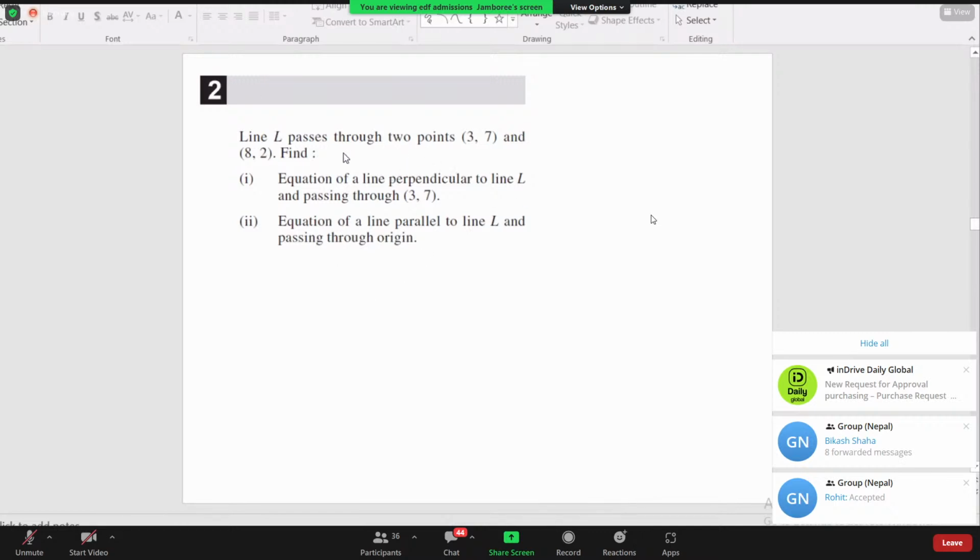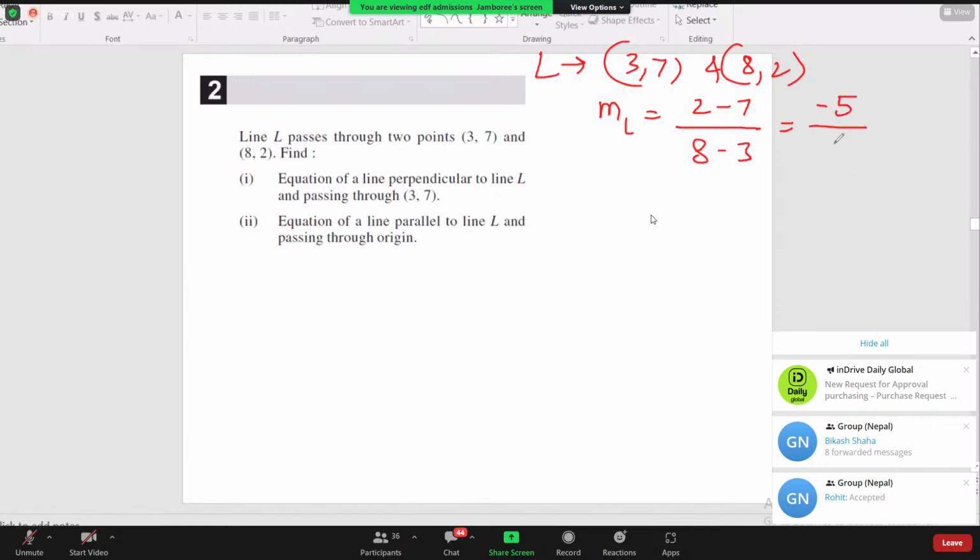Okay. Now the question says the line L passes through the points 3, 7 and 8, 2. We need to find out the equation of the line perpendicular to L and passing through 3, 7. So first of all, let us find out the slope of the line L. So that will be 2 minus 7 divided by 8 minus 3. So 2 minus 7 will be minus 5 divided by 8 minus 3 is 5. So slope of the line turns out to be minus 1. So slope of line L will be minus 1.